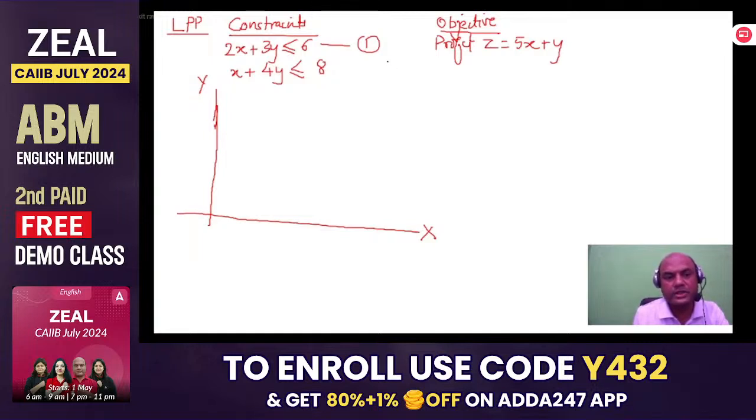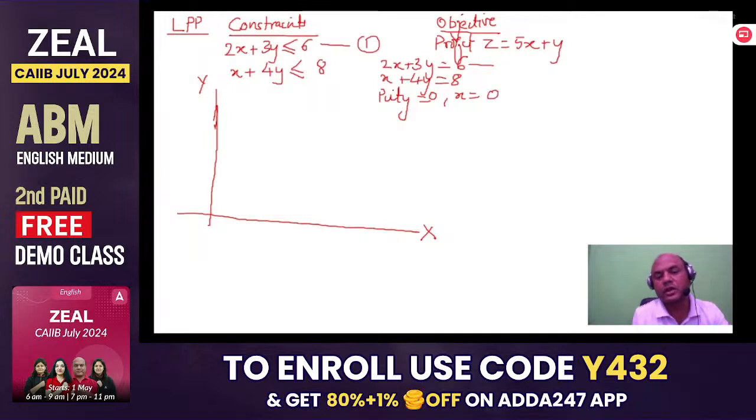So your equation 1 will be 2x plus 3y equals 6. Similarly, the second one, x plus 4y equals 8. Remove this less than or equal to for the time being, for solving this. Next, first plot this line, 2x plus 3y. What do you do? Put y equals 0 in both of these. First step is put y equals 0, and then x equals 0, and then plot the lines in both cases.